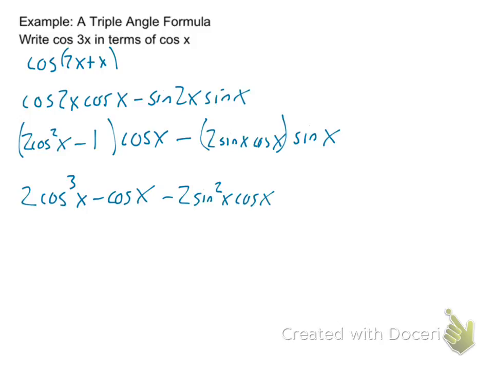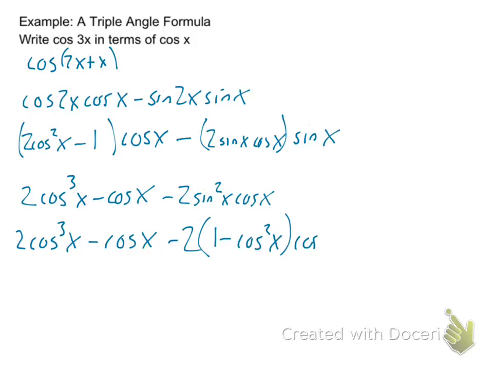Cosine cubed of x is still cosine x, but it's cubed. That's fine. What is sine squared equal to? 1 minus cosine squared. So this stays fine. But now I have to change out sine squared. And again, this one's a little bit trickier because now you have an actual polynomial inside the parentheses.